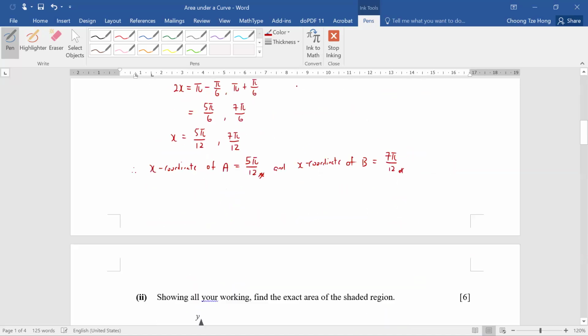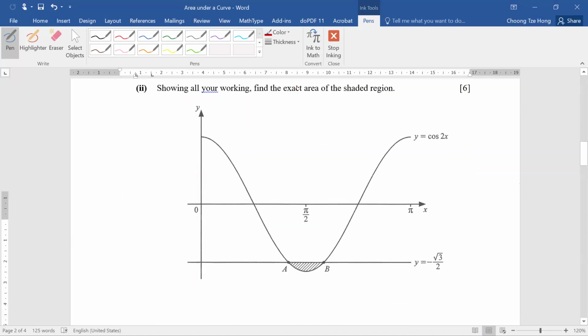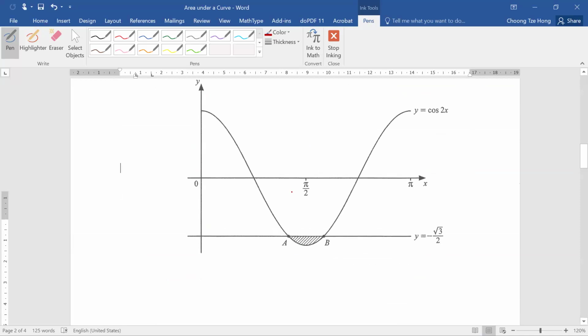Let's take a look at part 2 of the question. They say, showing all your working, find the exact area of the shaded region. The shaded region is over here. If you look carefully, the shaded region is bounded by the line y equals negative square root 3 over 2 and the curve y equals cosine 2x.